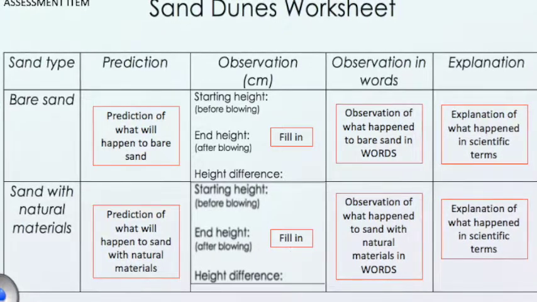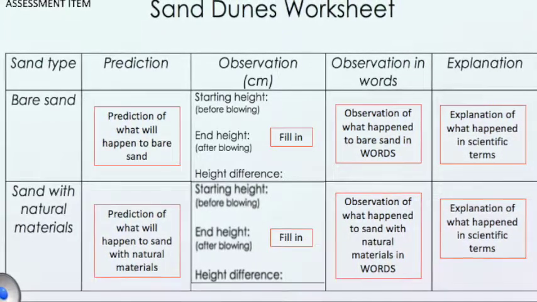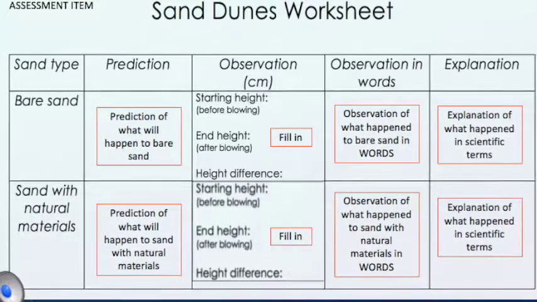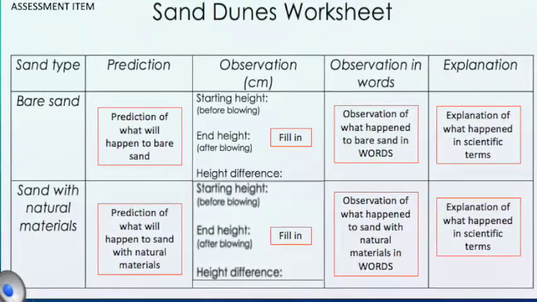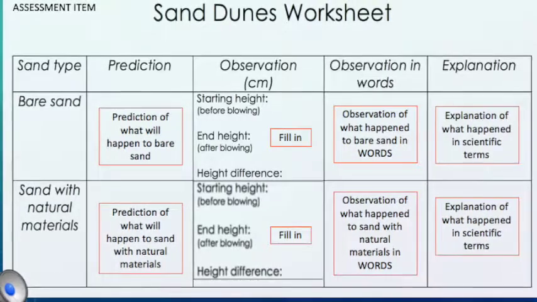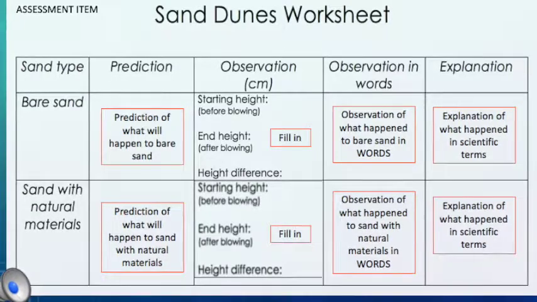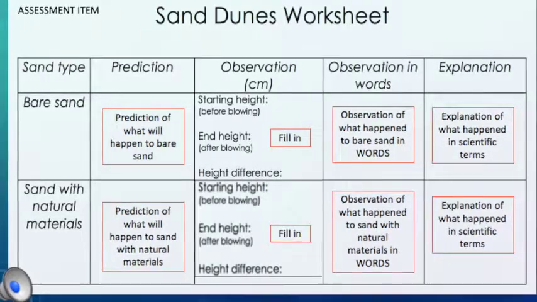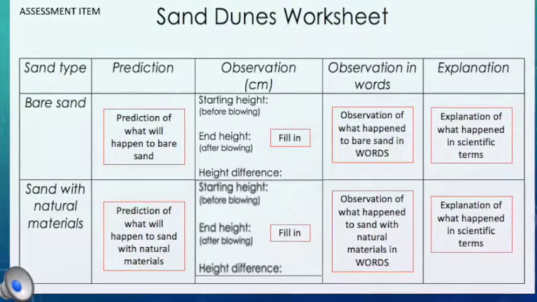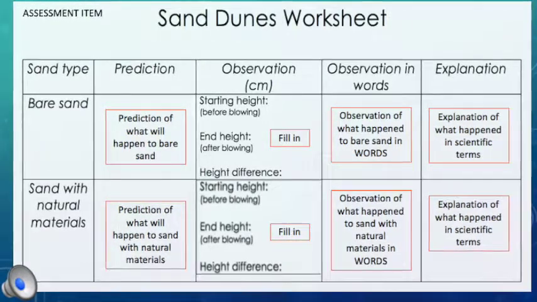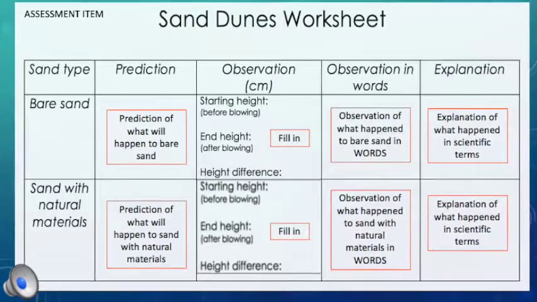2. While completing the experiment activity at the investigation stations, note the starting height of the sand before blowing and the height of the sand after blowing in the observation (centimeters) section of the table. Calculate the height difference by subtracting the starting height from the end height. Fill the answer next to height difference on the worksheet. Step 3. Describe the observation for both sand types in words in the next column of the worksheet.